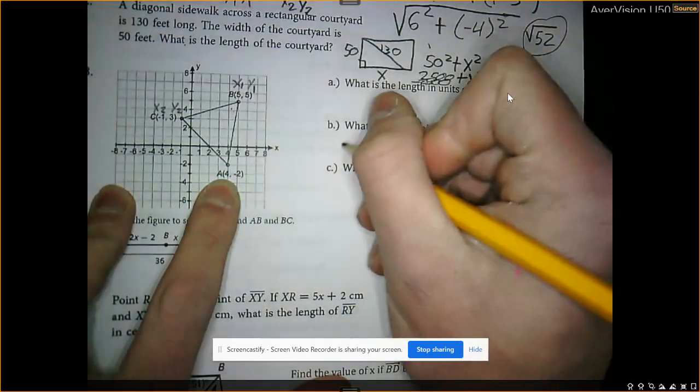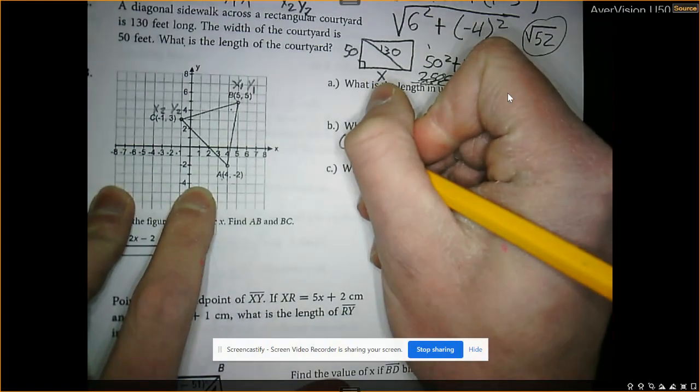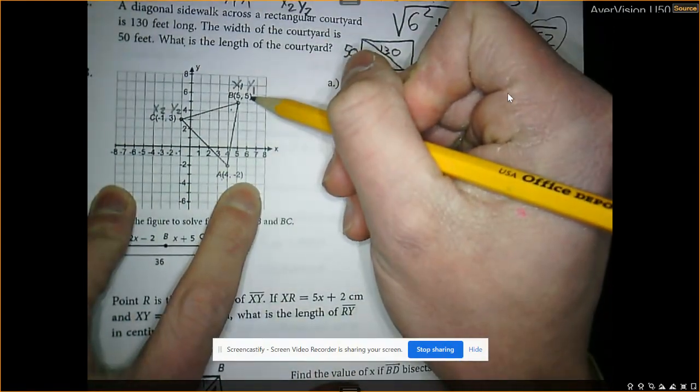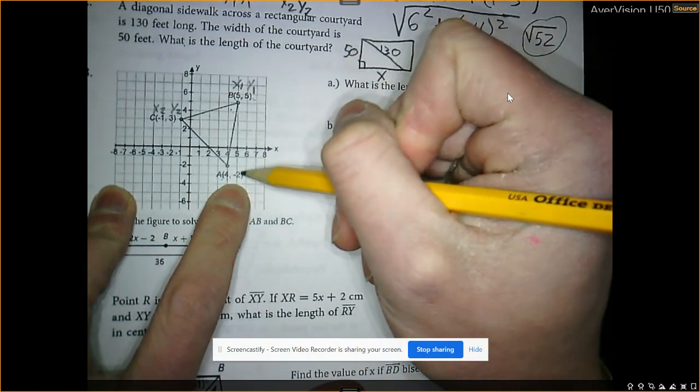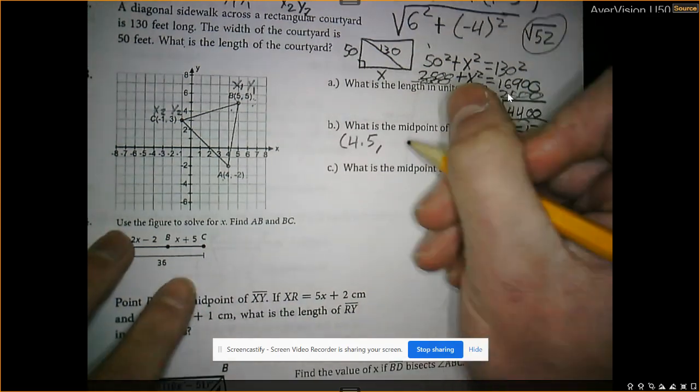4.5, good. Yep. Halfway between our x's. Our x's are 4 and 5. What's halfway between 4 and 5? 4.5. Exactly. And we do the same thing for the y's. We have negative 2 and 5. Maybe this one's harder to think about. Between negative 2 and 5, that's a distance of 7. What is half of the distance of 7? 3.5. Yeah.